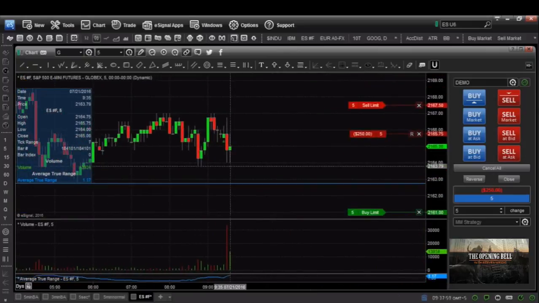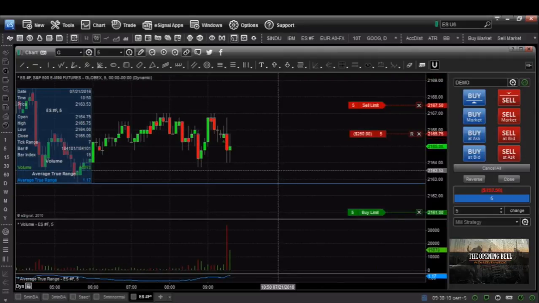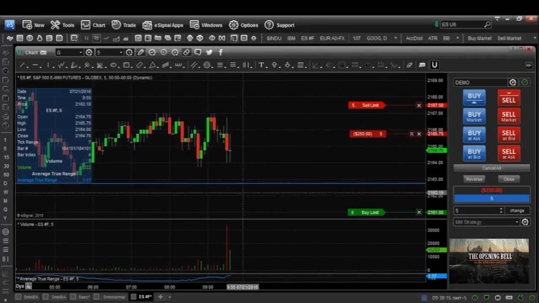In these areas you will see more volume coming in, because obviously people are anticipating this breakout out of the range.